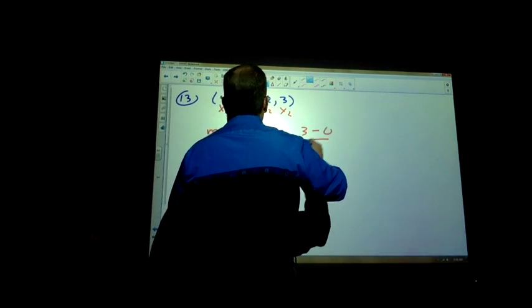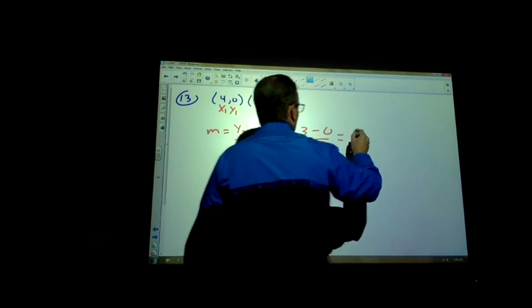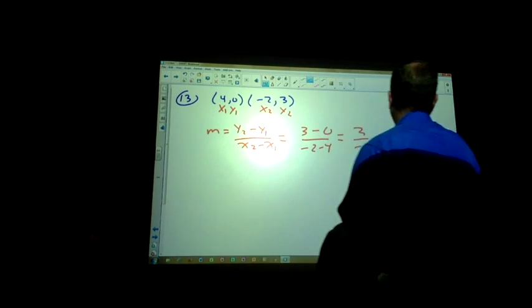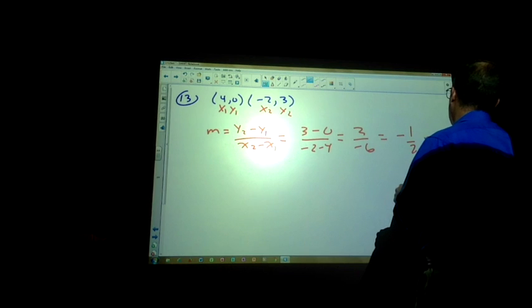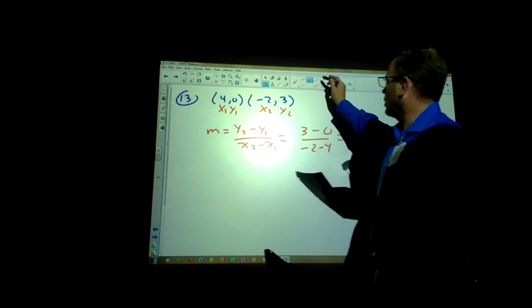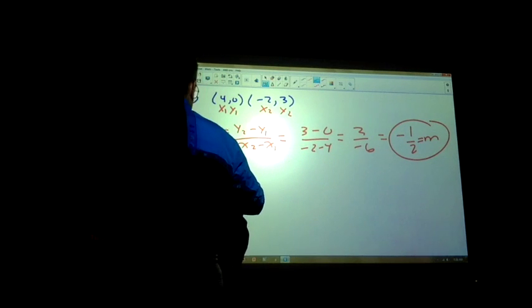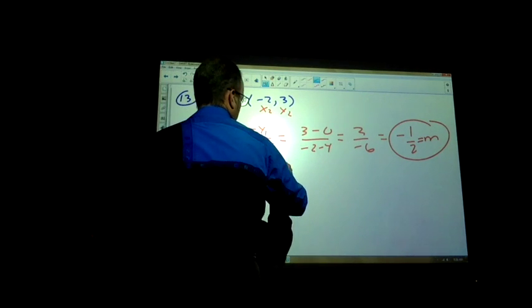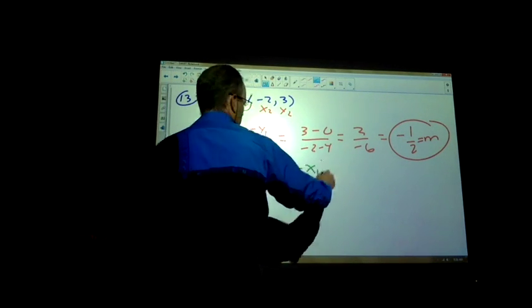3 minus 0, negative 2 minus 4. That's 3 over negative 6. So that's negative 1/2 is my slope. Next step, use our point slope equation. Again, this is located all over your test. Know when to use it.